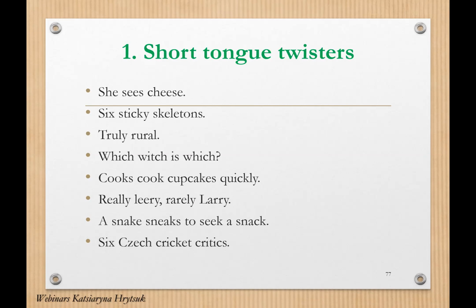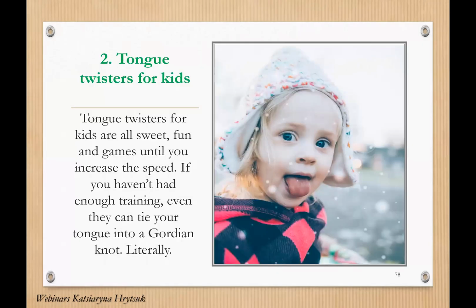Truly rural is quite difficult too. The combination of R and L. Which is which? Which is which? So you need to choose one. Cooks cook cupcakes quickly. Really little, really Larry. A snake sneaks to seek a snack. Six, oh, this one is difficult. Six Czech cricket critics. This one is quite complicated. So these are short tongue twisters.